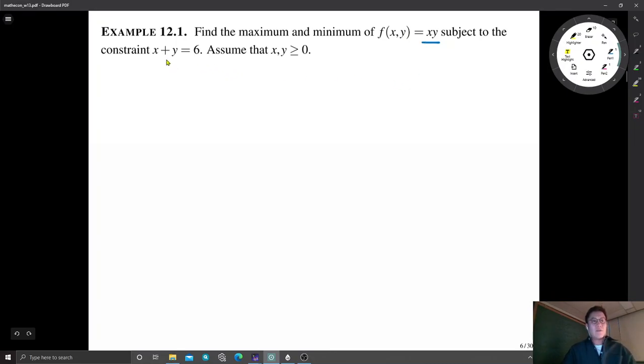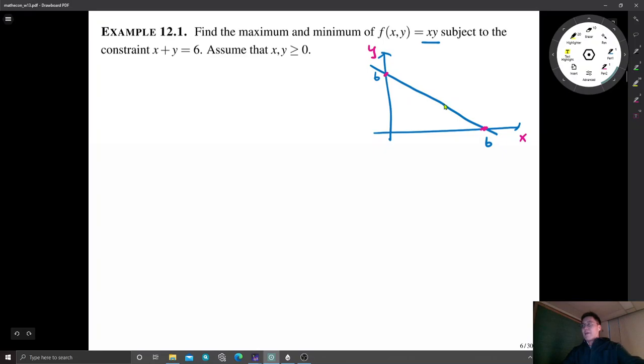Okay? And then the constraint is a bounded set, because if we graph this function, x plus y equals 6, so we assume x and y are non-negative, right? So that's going to be a line segment in the first quadrant, just like in the previous example. So this is a bounded set. Okay? So the two conditions are met, so we can apply the previous method to find the global max and global min. Right? So let me start with the Lagrangian.